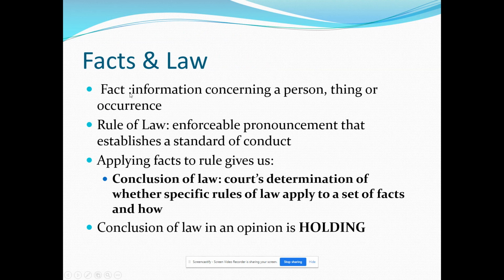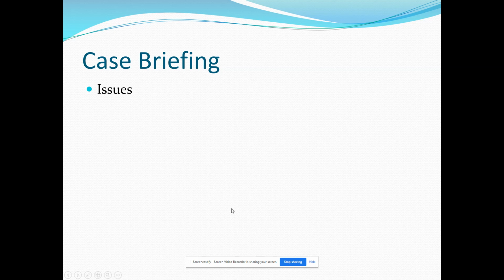Okay, so facts: information about a person, thing, or occurrence. Our rule of law is our enforceable pronouncement that establishes a standard of conduct. So applying this fact into a rule of law gives us our conclusion of law. Okay, and we call that the holding, the conclusion of law in an opinion. We call that the holding. Answer to the issue question.